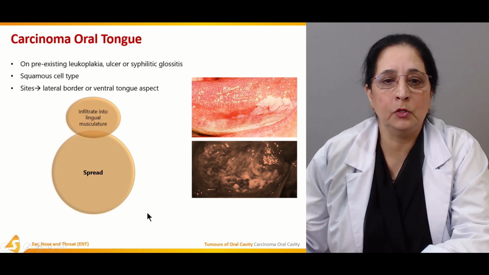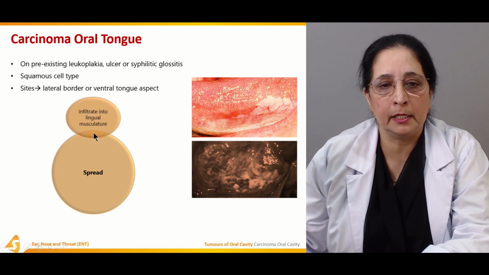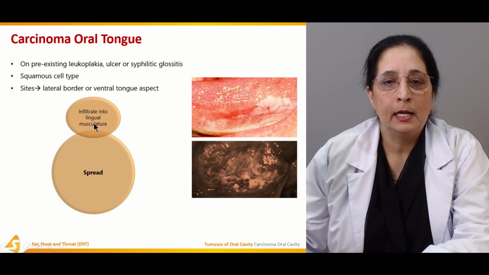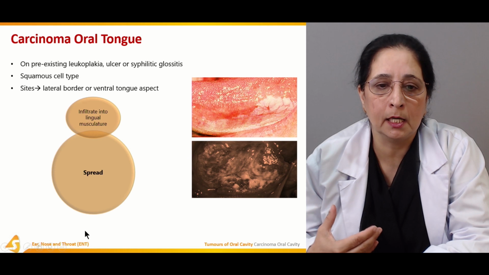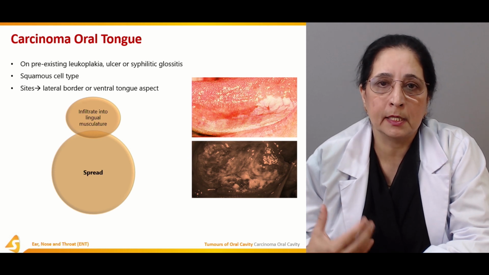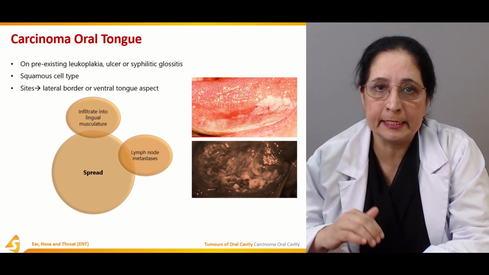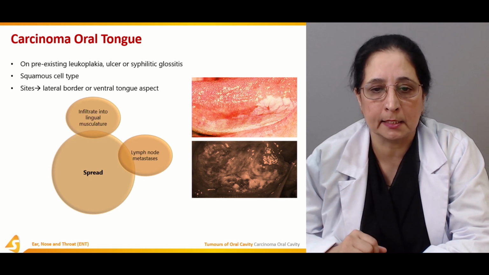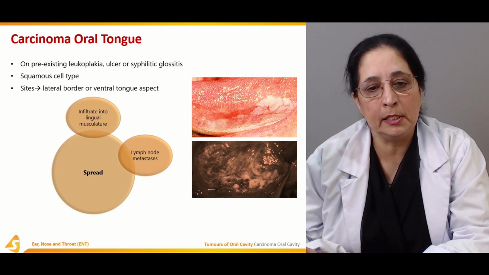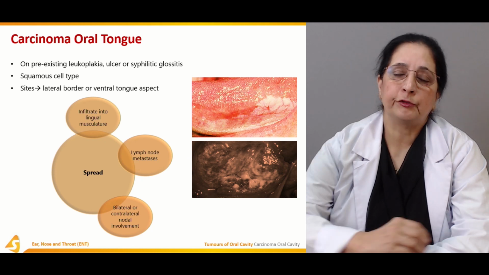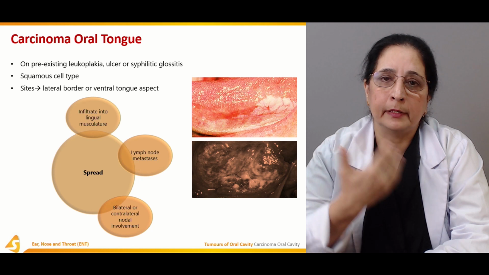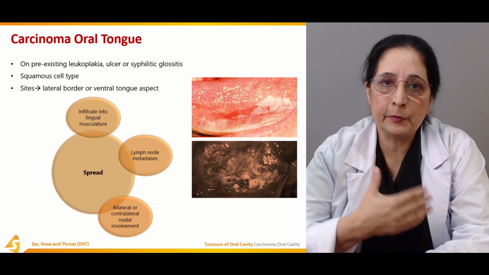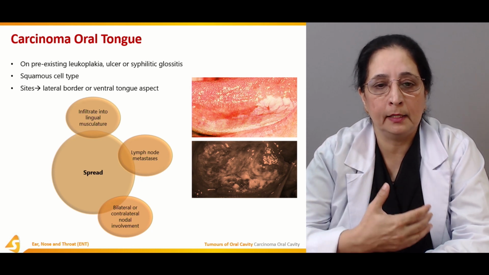Spread of the carcinoma of the tongue: it infiltrates into lingual musculature. Lingua is the tongue, and it involves the muscles of the tongue, spreading deep or infiltrating the muscles. Metastasize to the lymph nodes, bilateral or contralateral. Both sides are involved or the lymph nodes of the opposite side are involved in the spread.